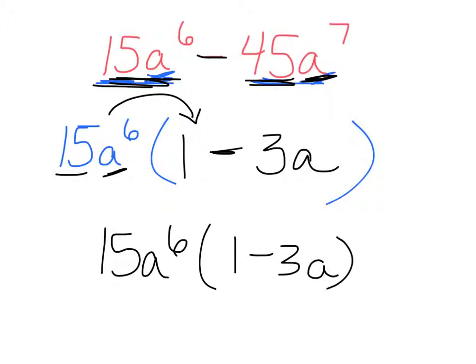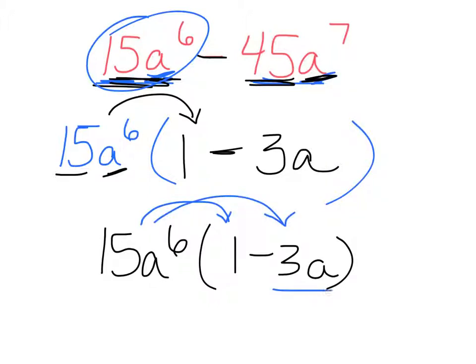Okay, to check to see if it's right, you would use the distributive property and just multiply it out. So 15a to the 6 times 1 would give you that 15a to the 6. And then 15a to the 6 times negative 3a would give you negative 45a to the 7th. If you know the laws of exponents, a to the 6 times a to the 1st is a to the 7th. Okay, I'll show you another one in case that didn't make sense.